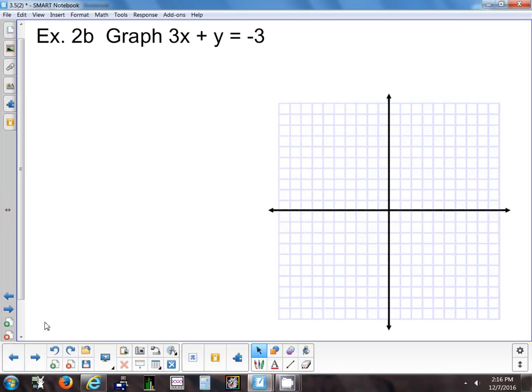Now, someone else tell me. What do I need to do to get the 3x where I want it? Elise. Good job. Subtract 3x. Where else would I subtract 3x, Elise? Excellent. From the negative 3, so minus 3x. Very good. Here's my equal sign right here. On the left-hand side of the equal sign, what should be there? The y. Ashley? Y.